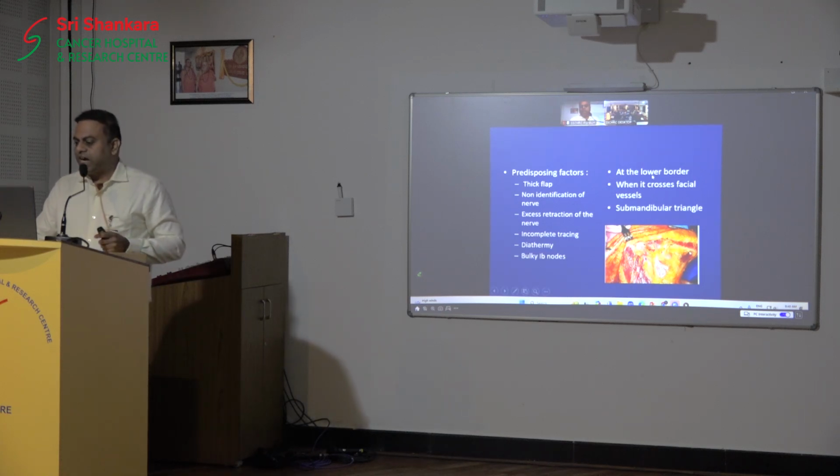Now we all tend to start with the level 1A neck dissection. We finish the level 1A neck dissection and blindly come to this submandibular triangle area. Now we assume that the nerve has crossed and we just dissect it here and damage the nerve at its entry point. We think that we have preserved the nerve, but the nerve gets damaged at its entry point.